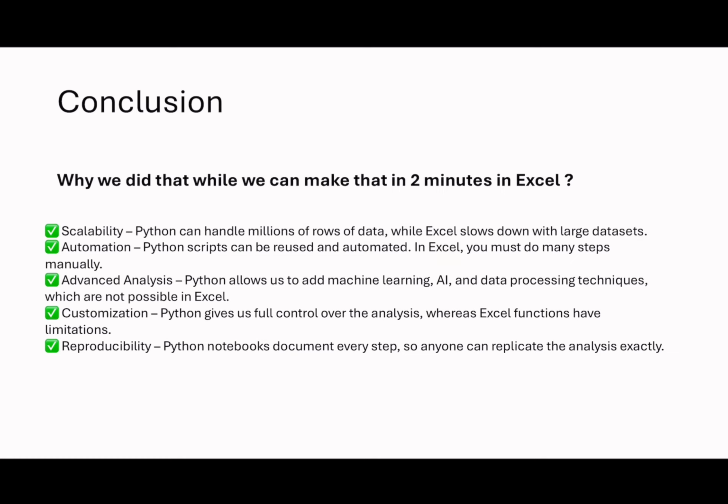Now you might be wondering, why go through all this coding when we could do linear regression in Excel in just 2 minutes? We have several advantages of using Python over Excel. The first one is scalability. Python can handle millions of rows of data, while Excel slows down with large datasets. We have the point of advanced analysis. Python allows us to add machine learning, AI, and data processing techniques which are not possible in Excel. We have customization. Python gives us full control over the analysis, where Excel functions have limitations, and we have many advantages of using Python.